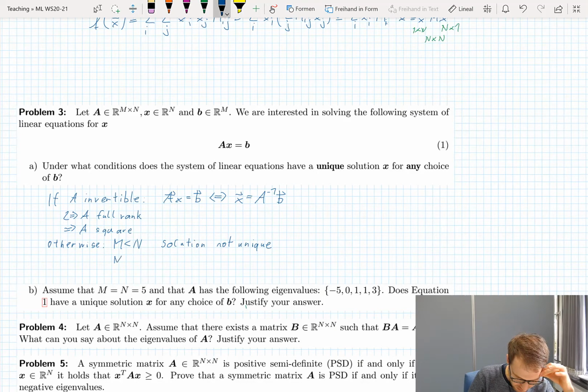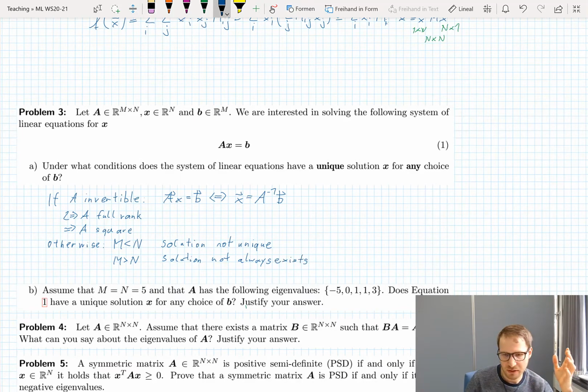The other case is n smaller than m. Let's make this consistent: m greater than n. Then there are cases where the solution simply doesn't exist. So the solution does not always exist. And this second case can also happen if A doesn't have full rank.